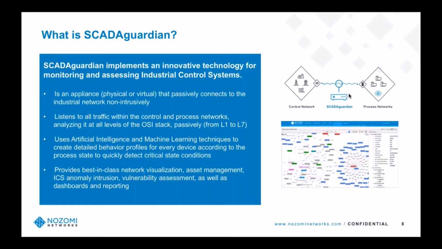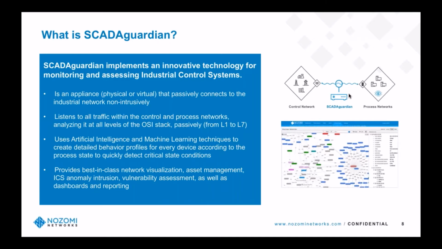So SCADAguardian implements an innovative, we like to call it innovative, but it certainly is, it speaks for itself, passive technology approach that is all built around monitoring and assessing industrial control systems. This appliance can be deployed physically or virtually, and as I mentioned earlier, it's passive. It's non-intrusive to the network, so it doesn't add anything that can be recognized in terms of packets or information, which is critically important for ICS security practitioners defending against any malware attack or recognizing any anomaly before it becomes a threat. It listens to that traffic within the control and process networks.